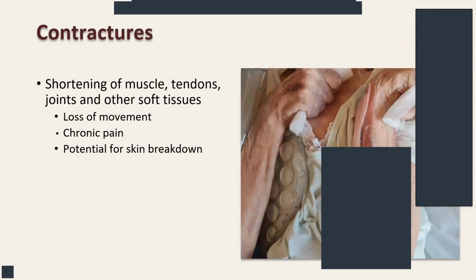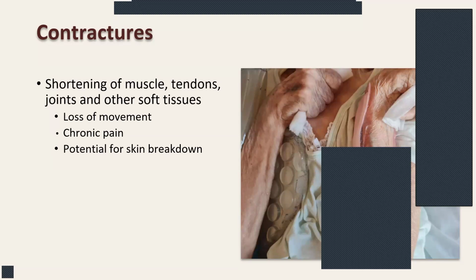All right, and moving on to contractures. This is the shortening of muscle and tendons, joints, as well as other soft tissues. If you consider the mechanics of muscle, in order for us to move, the muscle must be able to contract and then release. They work in an antagonistic pattern. So there's one muscle that's going to contract and another one that's going to release.